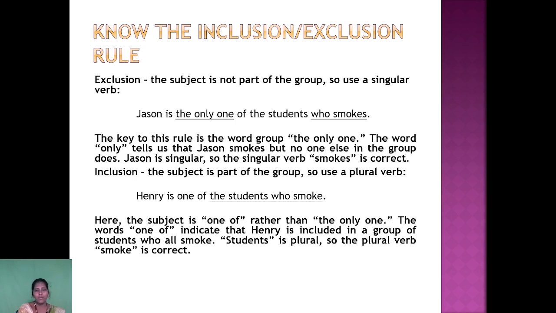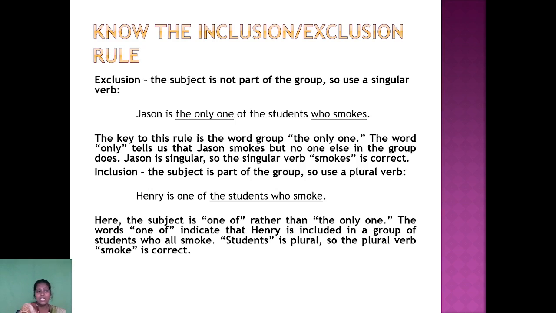So what is the keyword in this sentence? The keyword is "the only one." The word only tells us that Jashan smokes, but no one else in the group does. So Jashan is singular, so the singular verb smokes is also correct. Jashan is considered one of the students, which means one person. So who smokes? It's third person singular. That's why we use the verb smoke plus s, smokes. It's not a plural form, it's a singular verb.